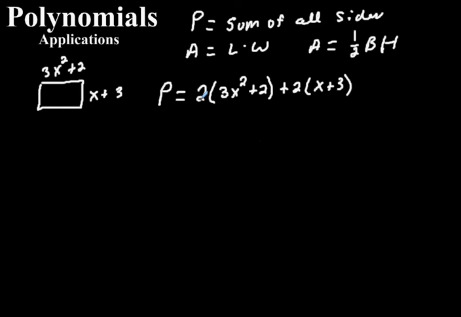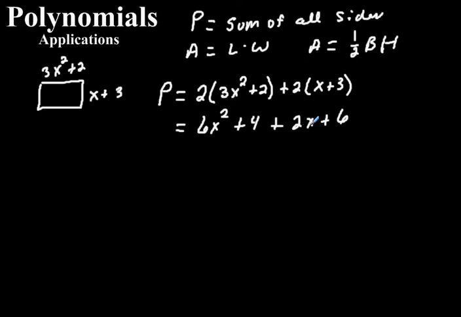Why don't you solve this one out now that we know what we're doing. To give you a little hint, distribute this 2 to everything and then combine terms. Or distribute this 2 and this 2 and then combine terms. Pause the recorder now. Okay, when you finish, you should end up with this. When you multiply through, you get 6x squared plus 4 plus 2x plus 6.